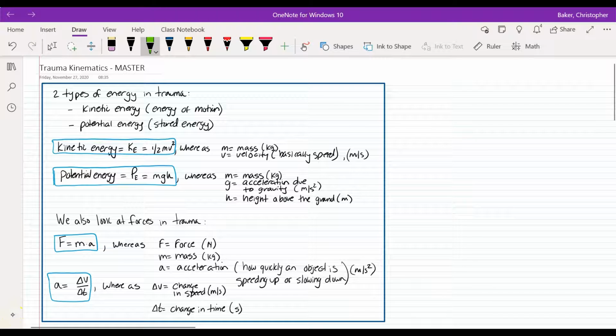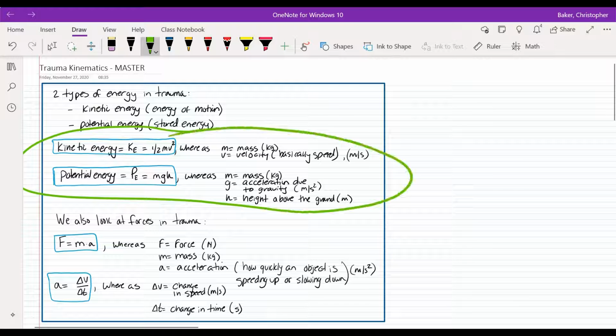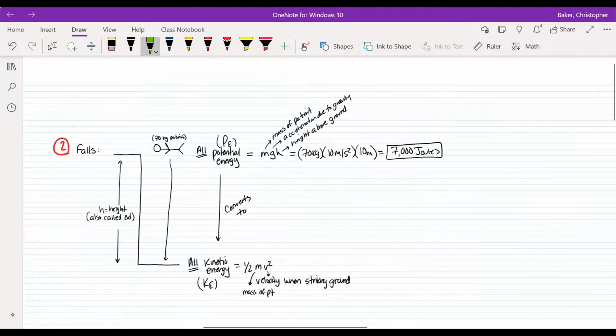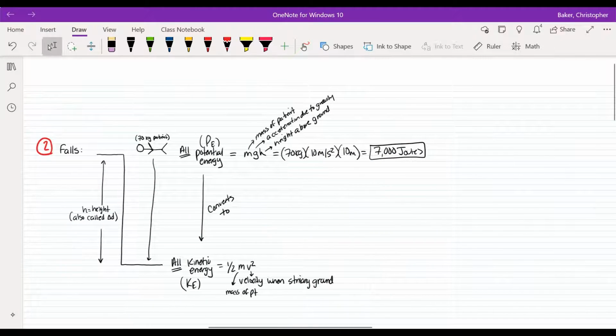Okay, so let's take a look at falls. And when we take a look at falls from a height, we're going to be looking at these two equations here, kinetic energy and potential energy. So let's say we have a gentleman here who has a mass of 70 kilograms, and he is going to fall a distance of h meters. You can either call it h for height or also called delta d.